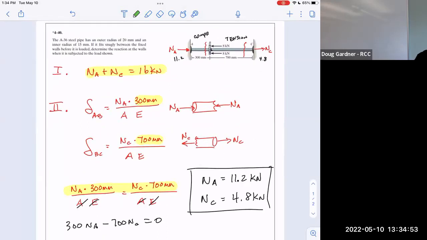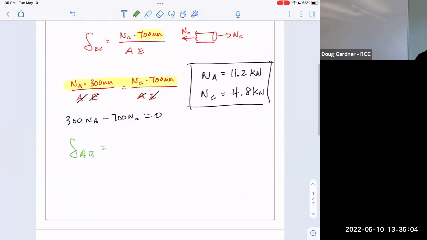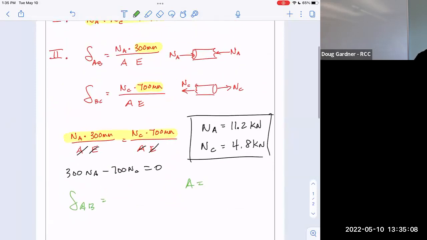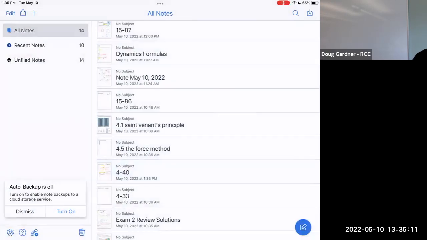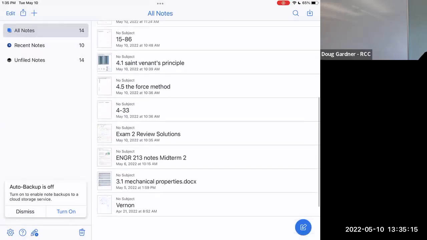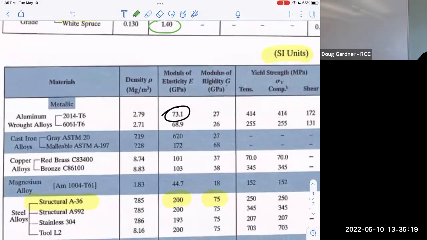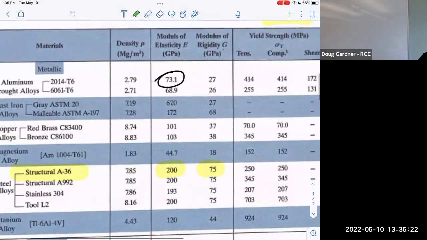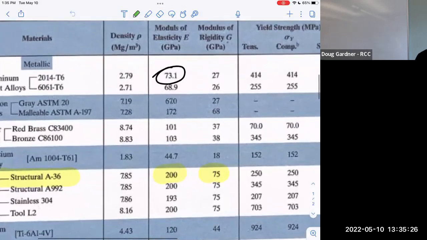Algebraically, it makes sense since you have a smaller number on top. Never mind, keep going. Okay, so let's see, A would be, and when I look up E in the back of the book for A36 steel, and this is metric, it's 200. Is that right? So it's gigapascals, which means 10 to the 9th, a billion, 9 zeros.